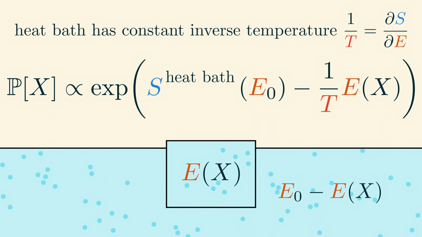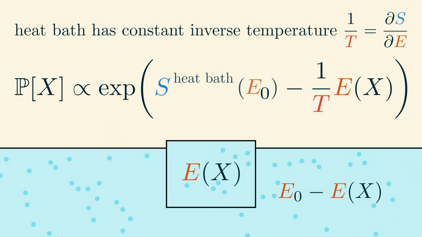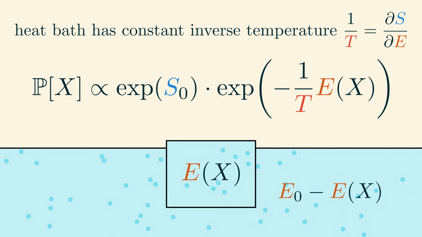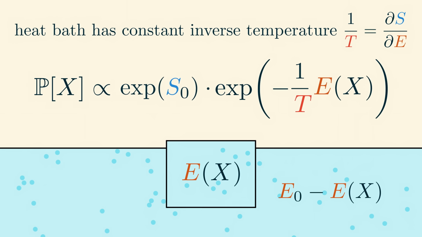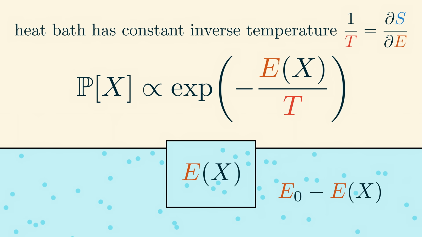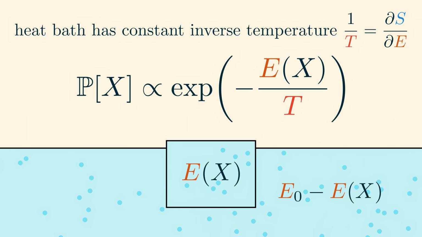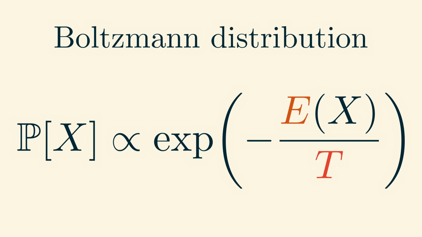Let's call the entropy of the heat bath at energy E0 S0. Now we can factor the exponential like this. Since the exponential of S0 is a constant which doesn't depend on x, we can just absorb that in our proportionality relation. And we find that the probability of x is proportional to the exponential of minus the energy of x over the temperature. Exactly what we wanted. This finishes the proof of Boltzmann's formula for the probability of microstates in a system at temperature T.